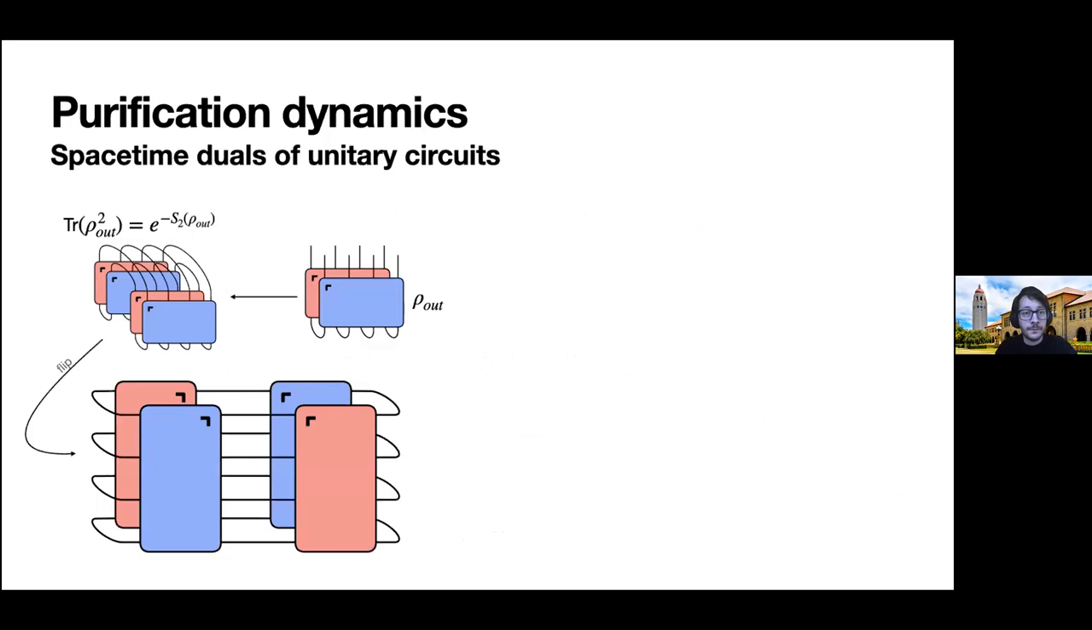Good, so this is just recapping what I just told you. We have the output of a hybrid circuit, and we can calculate its purity in this way. Then I just want to show the same diagram in a different way. I'm not doing any physical operation, I'm just drawing the diagram differently. But this will become useful if we now study the case in which this matrix M, that's our hybrid circuit, is actually the space-time dual of an associated unitary circuit.